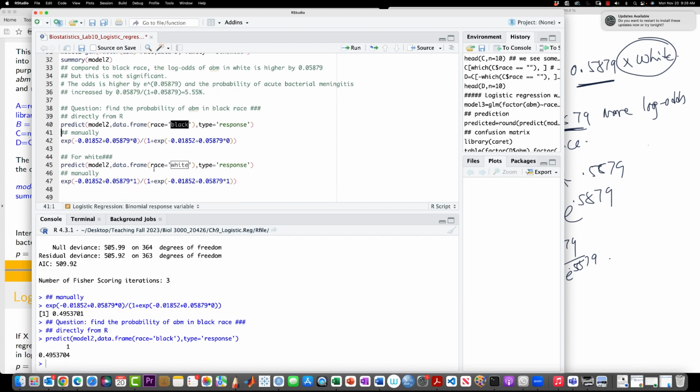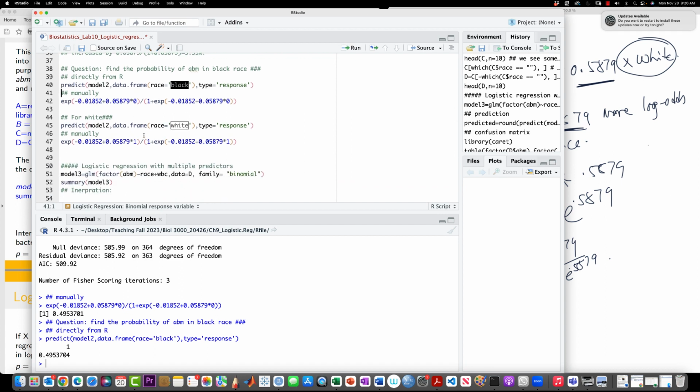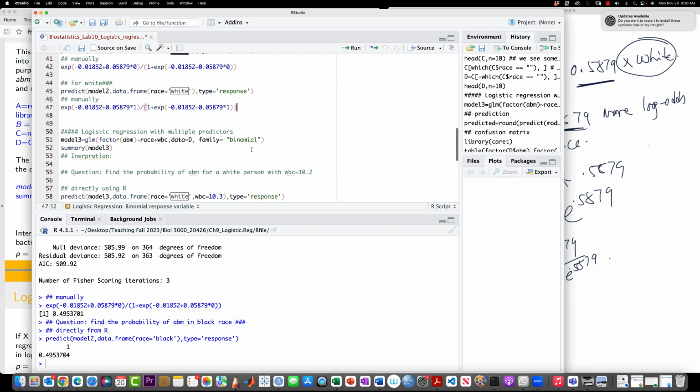Okay, for the white race, instead of white we just replace it by 1 to find out the actual probability. Okay, that's how we find it out.